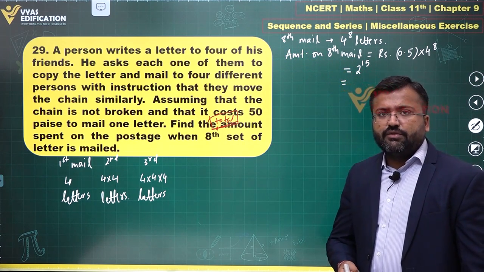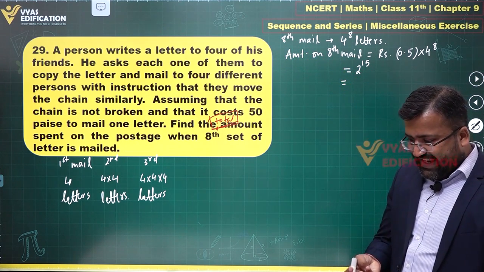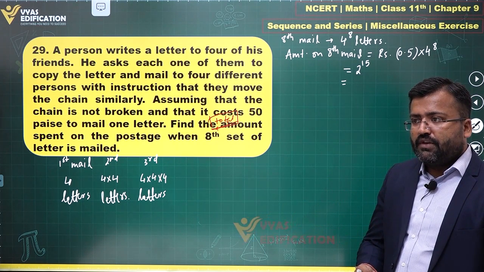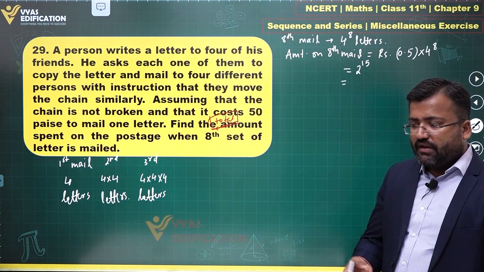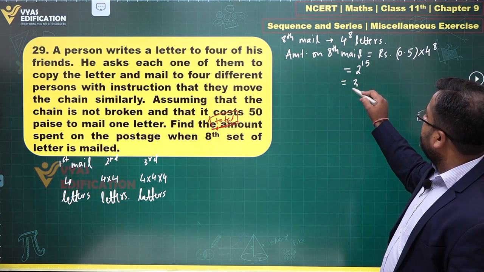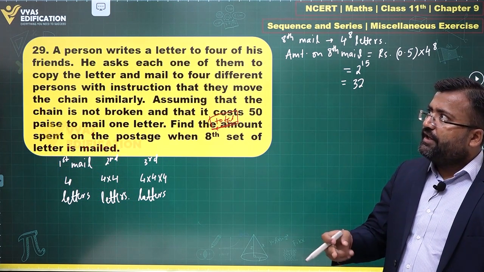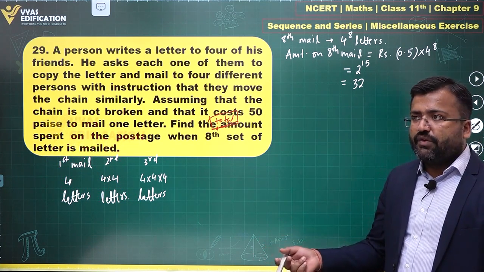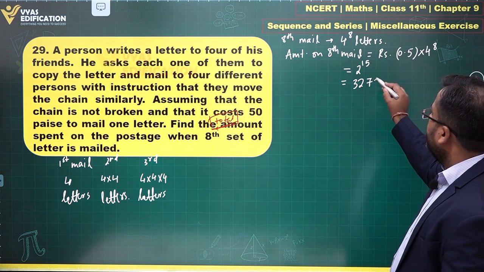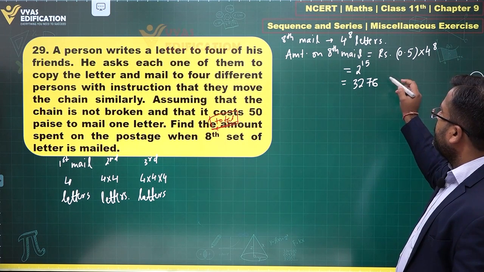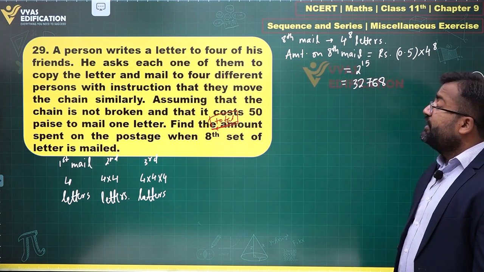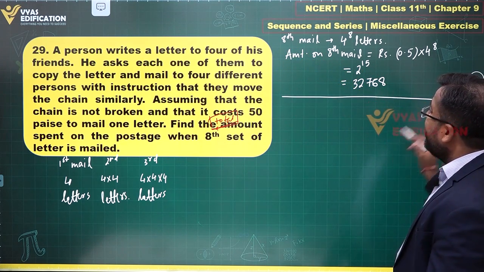So 2 power 10 is 1024, then you have 2048, then 4096, then 8192, and then 16384 and 32768. So 8192 into 4 is what we are interested in, and that gives 32768. This is the amount spent on the 8th mail.